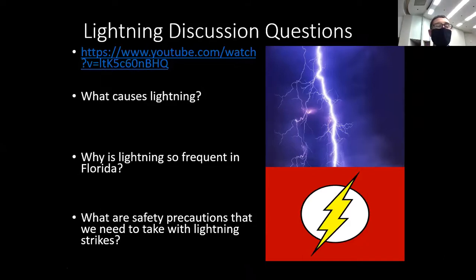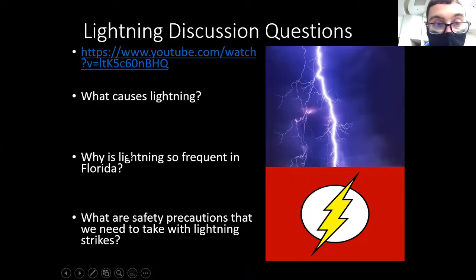So, we're pretty much the lightning capital of the United States, if you guys didn't know. And then, what are safety precautions that we need to take with lightning strikes? Like, if we're around lightning, what do we need to do? What needs to happen, right? Okay, so some things to think about.